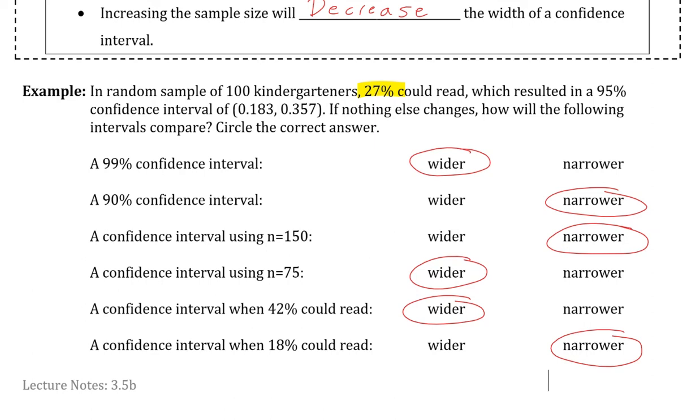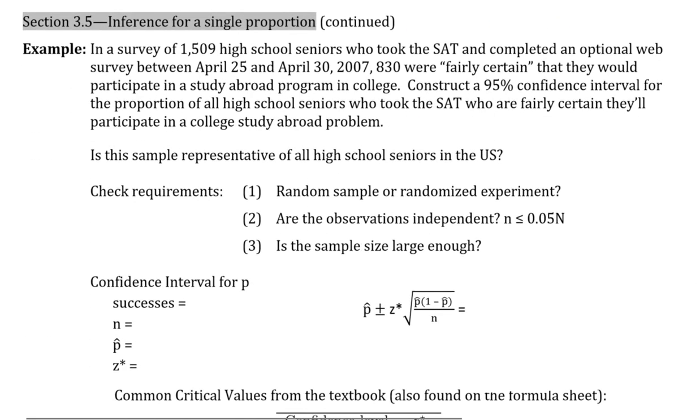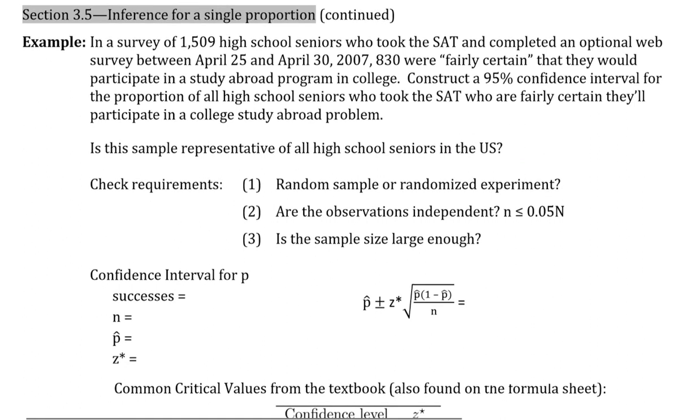Next, we will have one full example of a confidence interval question, which we will demonstrate both by hand and also using Geogebra. In a survey of 1,509 high school seniors who took the SAT and completed an optional web survey between April 25th and April 30th, 830 were fairly certain that they would participate in a study abroad program in college. We will construct a 95% confidence interval for the proportion of high school seniors who took the SAT who are fairly certain that they will participate in a college study abroad program.